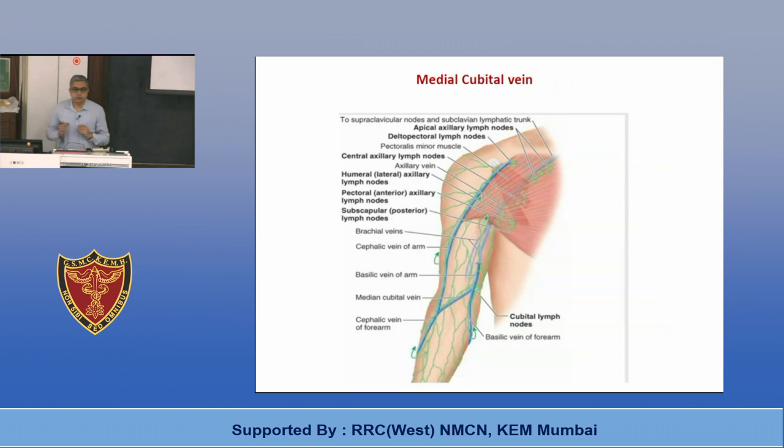Then they ask you about the medial cubital vein. Why is the medial cubital vein most preferred for IV injection? Because it passes through the bicipital aponeurosis. If you tense the bicipital aponeurosis, it fixes the vein for putting the IV line; otherwise the vein is more flexible. So that is why the medial cubital vein is preferred for this.